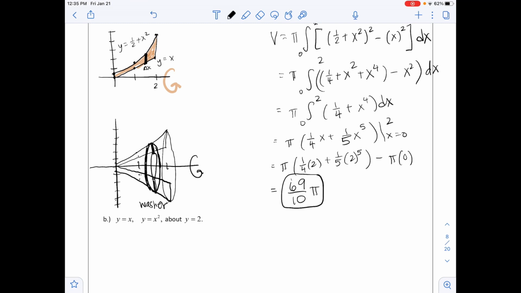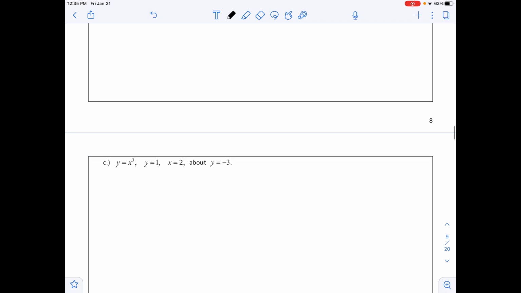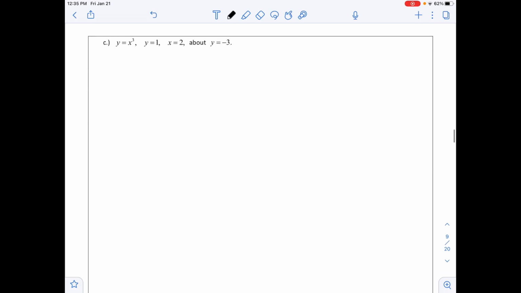We have another example right below this, which is B, which I'm going to go ahead and circle, and we will work on that one together in class. And on the next page, we have another example, which is C. We're going to go ahead and do that one right now.